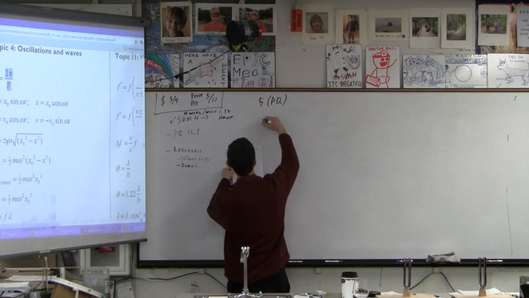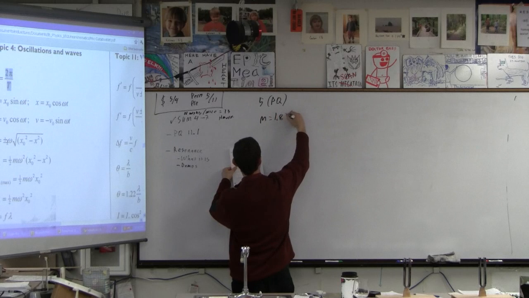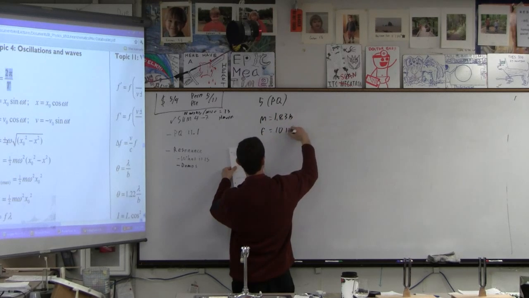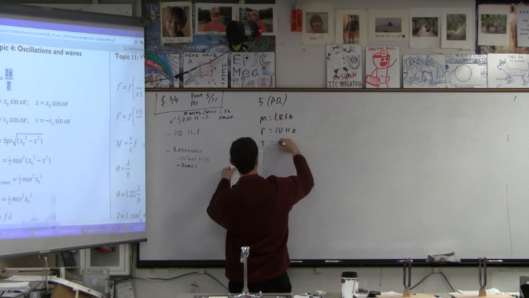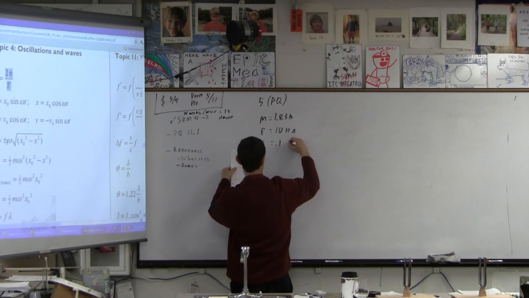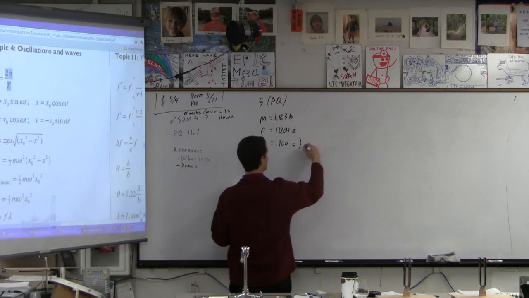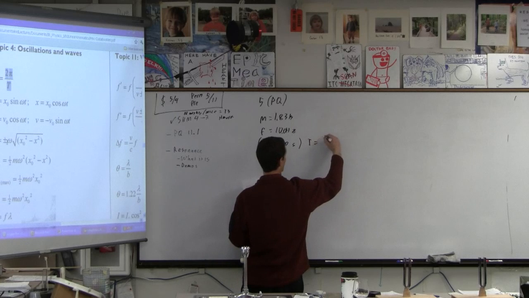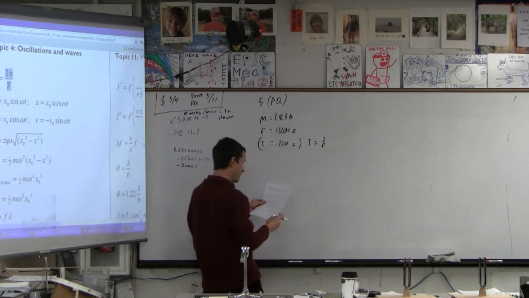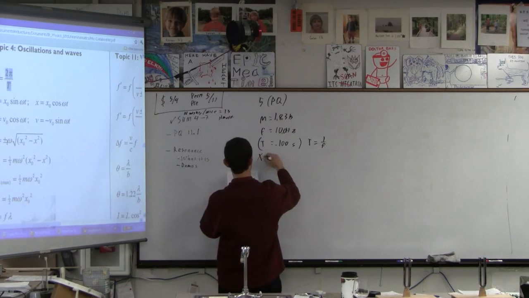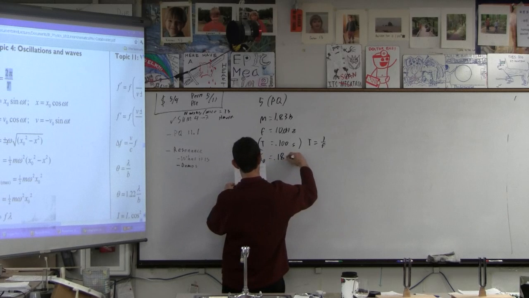It has a mass of 1.83 kilograms, frequency of 10 hertz, which means, by the way, the period is 0.100 seconds. I got that by saying that period is 1 over frequency, and that's not in the data packet. It has an amplitude of 0.18 meters.